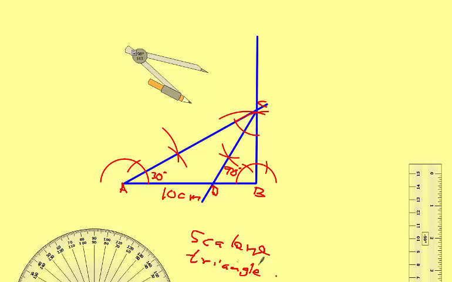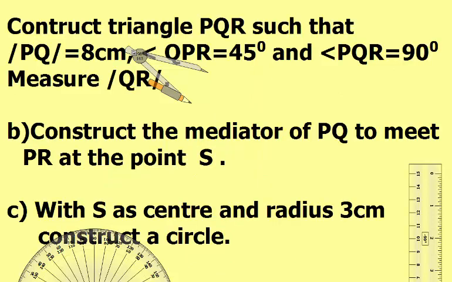So I hope you got it. Let's look at the next question. Construct triangle PQR, sorry, beg your pardon, such that PQ equals 8, angle QPR is 45, and angle PQR is 90. Good. So our baseline is going to be 8 centimeters.